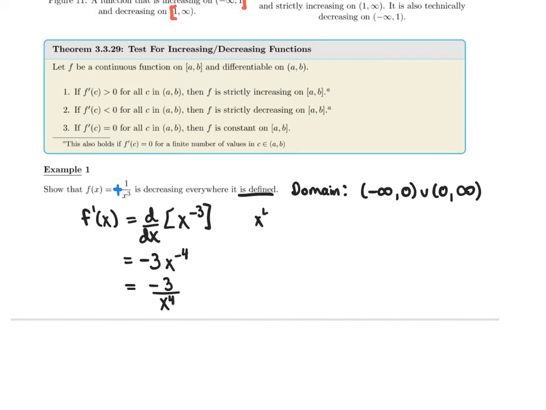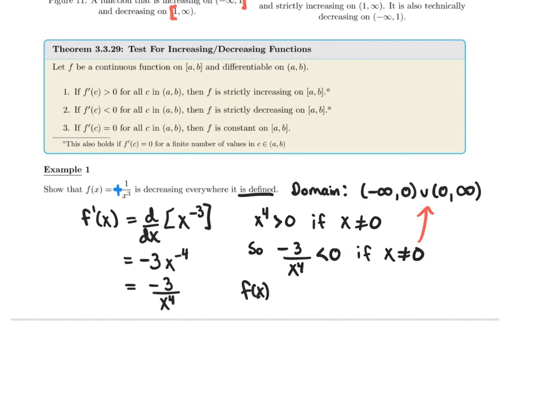We know that x to the 4th is always positive as long as your x is not 0. We don't even care if it's positive or negative. So as long as x is non-zero, x to the 4th is positive. So we can say negative 3 over x to the 4th is always negative so long as our x is not equal to 0. So our test was if the derivative is negative for all c in an interval, then the function is strictly decreasing. My derivative is negative for all values of x except 0, and 0, notice, is the only number that is not included in my domain, so that means our f of x is decreasing on its domain, so everywhere it is defined.